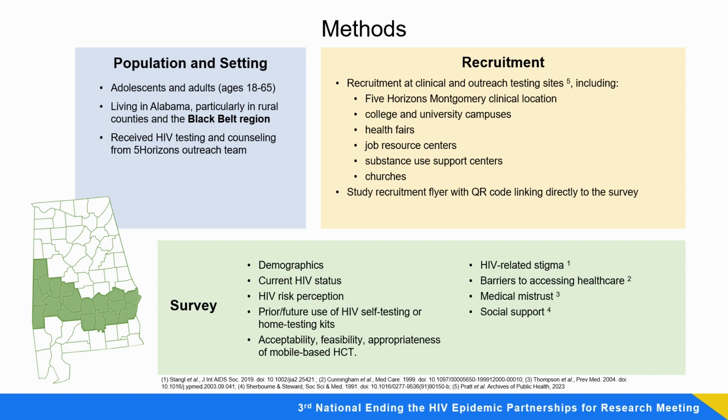So the survey itself included questions regarding demographics, current HIV status, perceived HIV risk, prior and future use of HIV testing or home test kits, acceptability, feasibility, appropriateness of mobile-based testing, stigma, barriers to health care, medical mistrust, and social support.